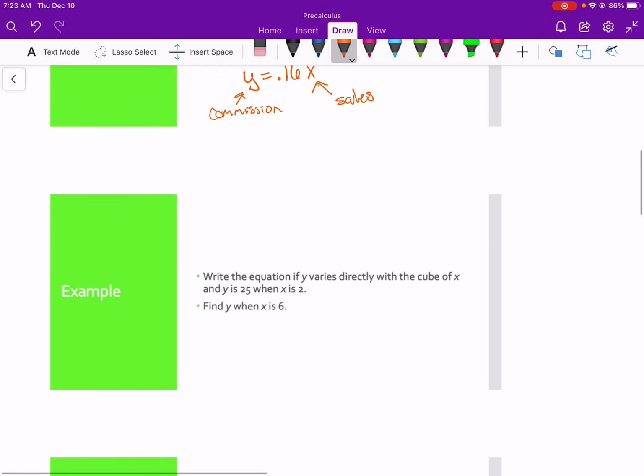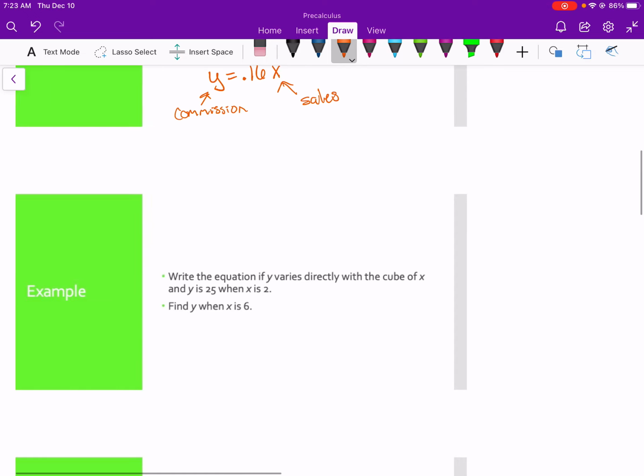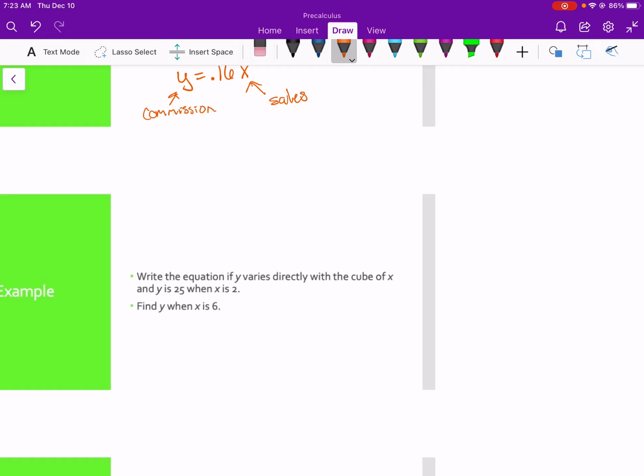Another example, write the equation if y varies directly with the cube of x and y is 25 when x is 2, and then find y when x is 6. So y varies directly, so we have k times the cube of x, so that means x cubed. Okay, we need to find the k because we know y is 25 when x equals 2. So k times 2 cubed. So 25 equals 8k. Divide by 8. So 25 over 8 is equal to k. So our equation is y equals 25/8 x cubed.